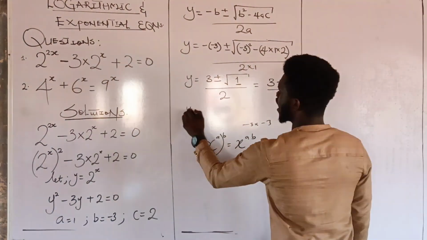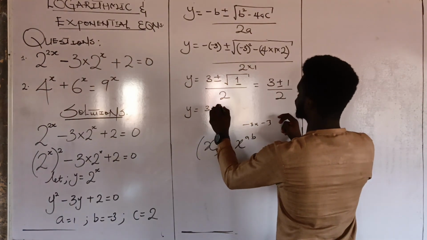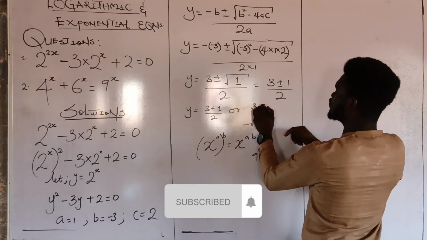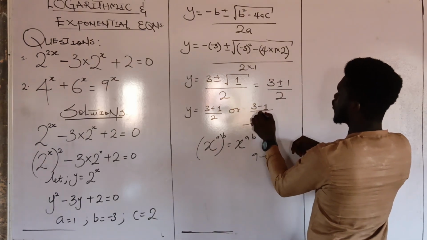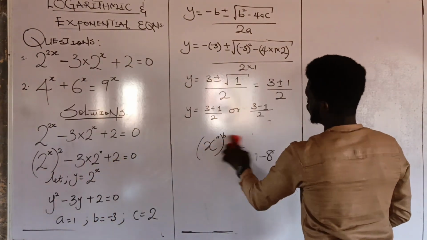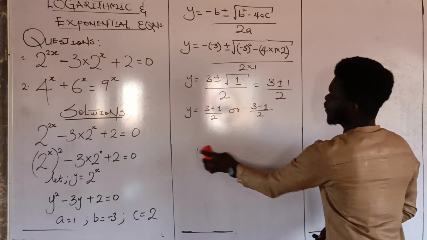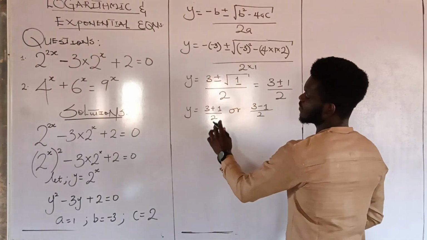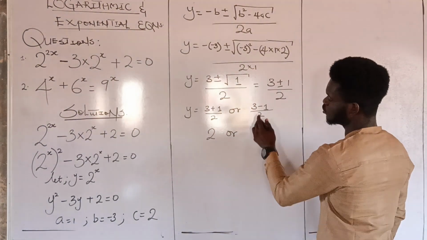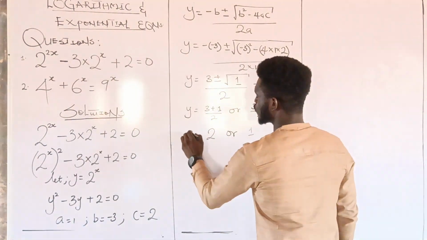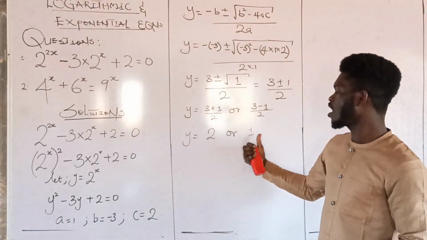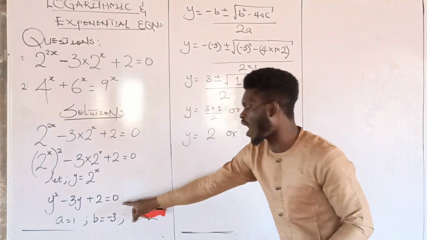So therefore we have that y is equal to 3 plus 1 over 2 using the positive, or 3 minus 1 using the negative, over 2. So finally, when you simplify that, 3 plus 1, we have 4. 4 divided by 2, we have 2. Or 3 minus 1, we have 2. Then 2 divided by 2, we have 1. So y has 2 possible values, like I explained. So 2 and 1 are the possible values of y for this equation.